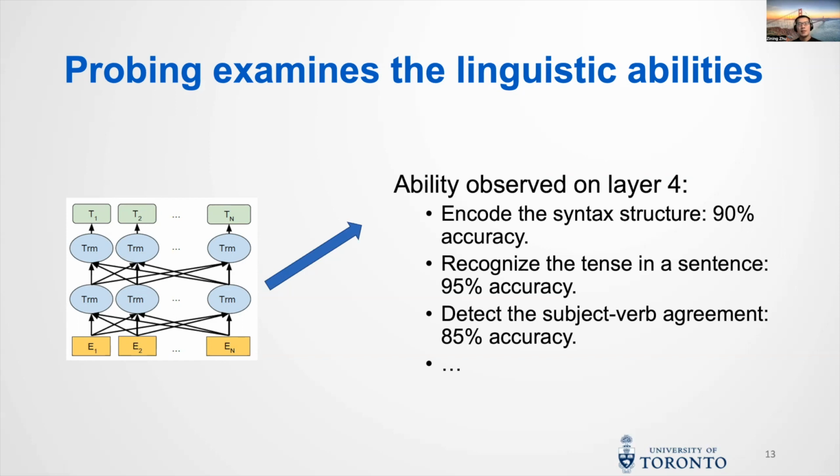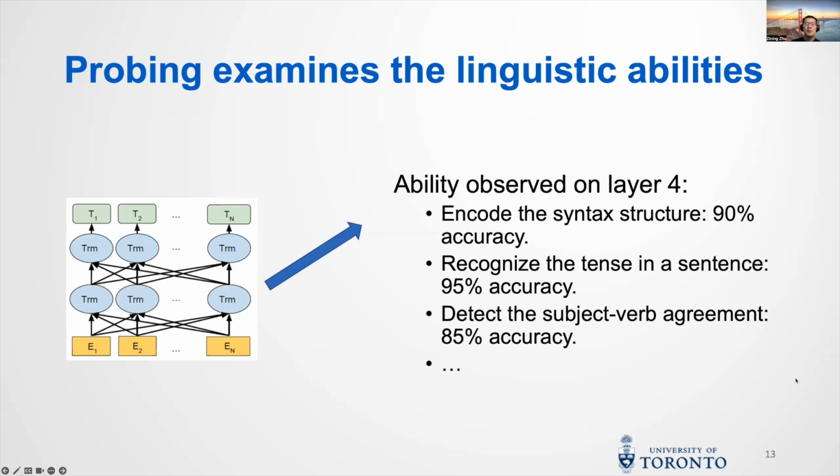Probing involves a machine learning dataset. Let's say this dataset tries to predict the syntax structure. One possible setup is to try to predict the part of speech. You input a sequence and you try to predict the part of speech at the first, the second, and the third, and at every single location.